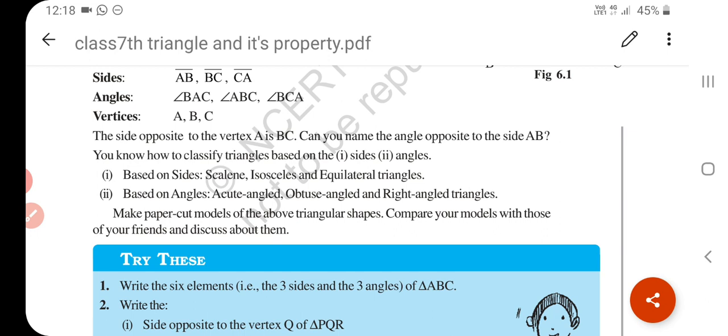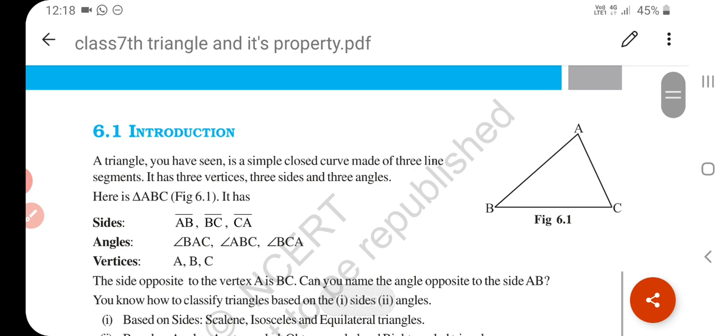When two line segments intersect, they form an angle at that point. In triangle ABC, angle A, angle B and angle C are the three angles of this triangle. What do you mean by the interior of a triangle? These points are the interior of a triangle. Boundary of a triangle: the points that are on the boundary of this triangle.